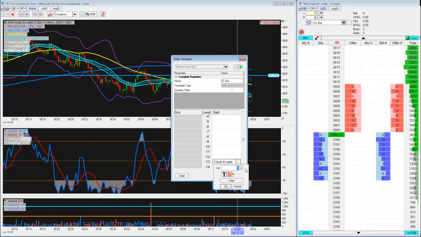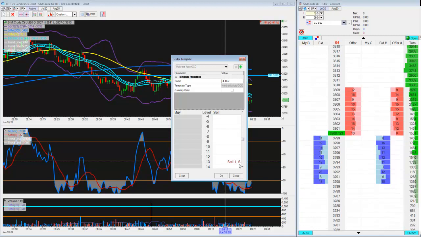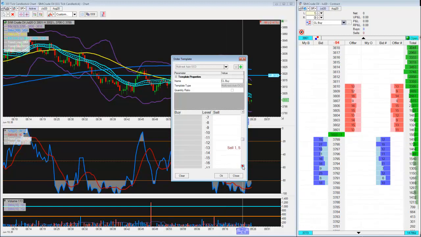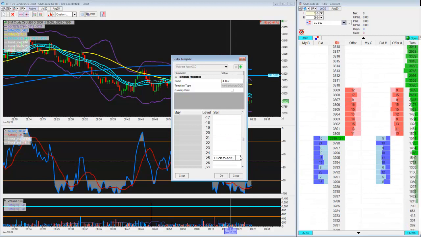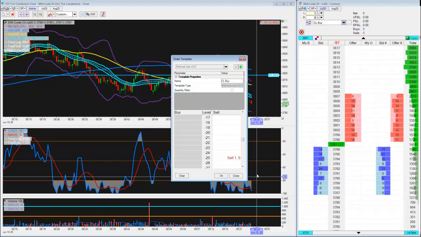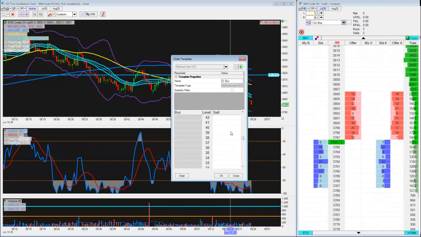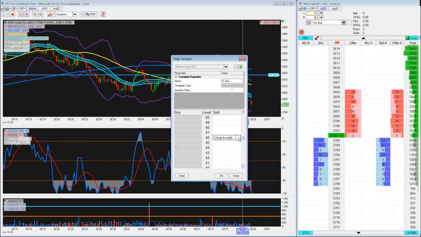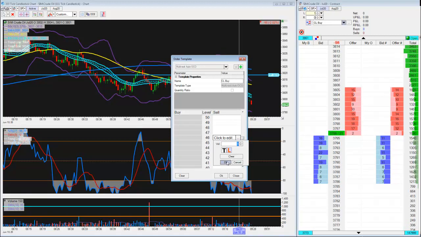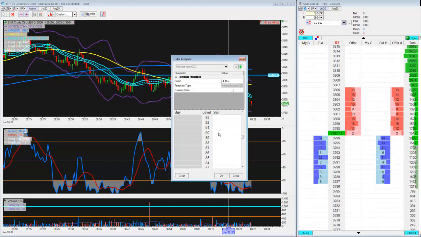Sell one back. That should be a stop limit. Selling the second one back at minus 25. Stop limit, that looks good. Buying it at plus 46. That should be a limit order, that's correct. And 92, 91.